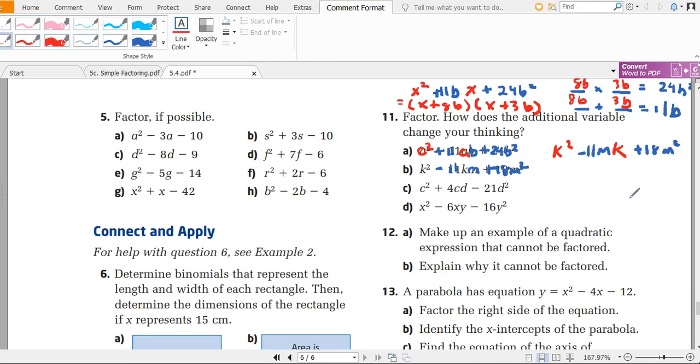Now same thing, we need two numbers that will multiply to give me 18m squared, but at the same time must add to give me negative 11m. So it looks like that's going to be a 9 and a 2, and because we're looking at m squared, it's going to be m and m. So 9m plus 2m won't give me negative 11m, but if I make them negatives, negative 9 plus negative 2 is negative 11. So there you have it, k minus 9m and k minus 2m.